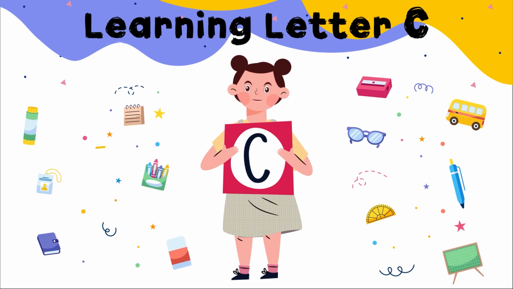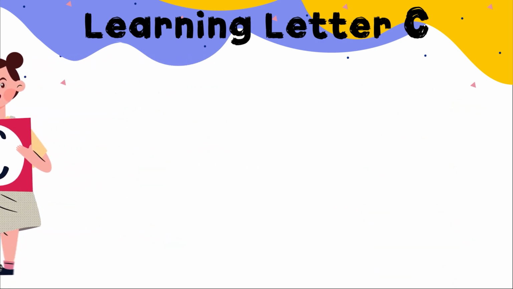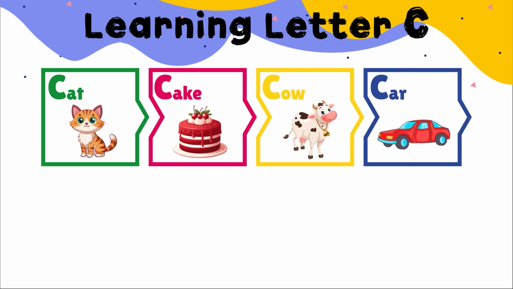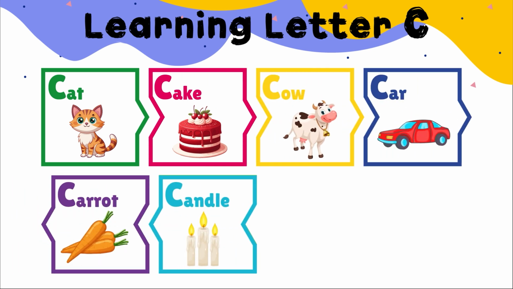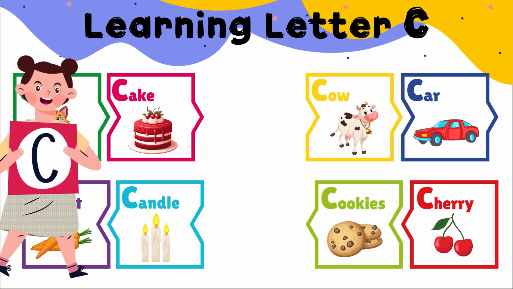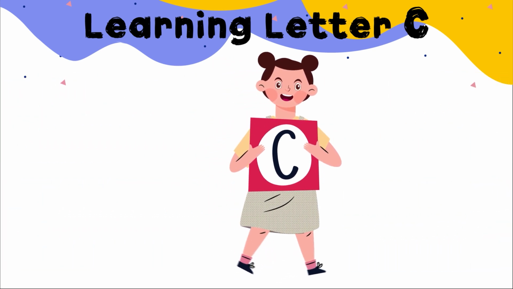Are you ready? Let's dive in. Cat and cake, cow and car, carrot and candles, cookies and cherries all start with letter C. Let's see how to write letter C.